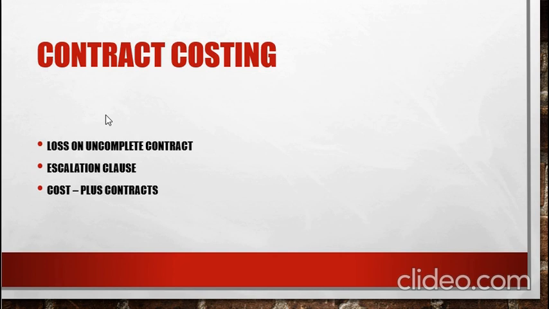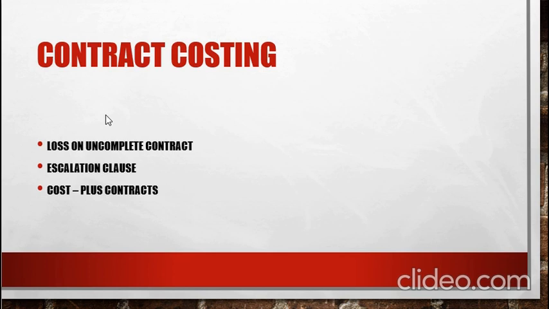Next, cost plus contracts. A cost plus contract is a contract in which the contract price is ascertained by adding a specified amount or percentage of profit to the cost allowed in the contract. When a certain percentage of profit is added to the cost, and the contract price is thereby ascertained, it is known as a cost plus contract. So in the contract price itself, a percentage of profit is being charged.